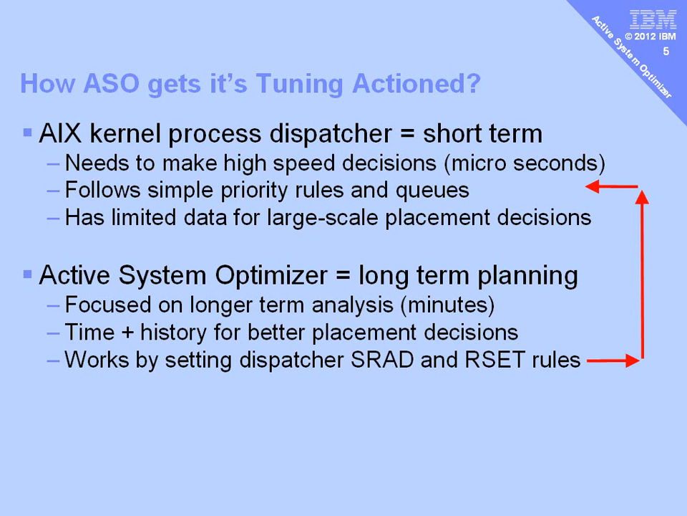This is where the Active System Optimizer comes in. It takes a longer term view, looking at the processes and what they're up to and which bits of memory they're accessing, and based on this more historic information, we're talking in a couple of minutes of course, it makes better decisions about where processes would better run. It's going to use the system resource affinity domains and the resource set rules to do this, so that the dispatcher actually operates these rules and queues.